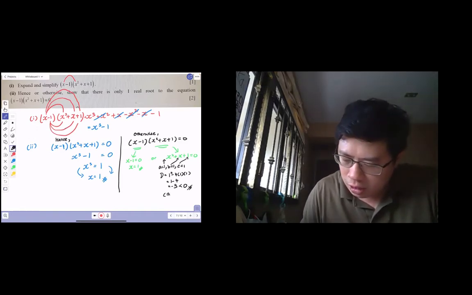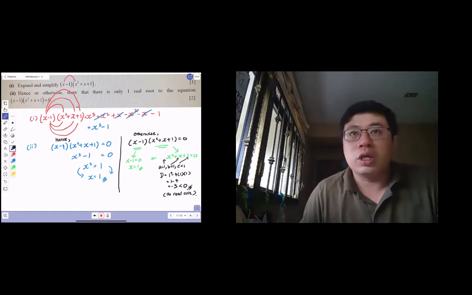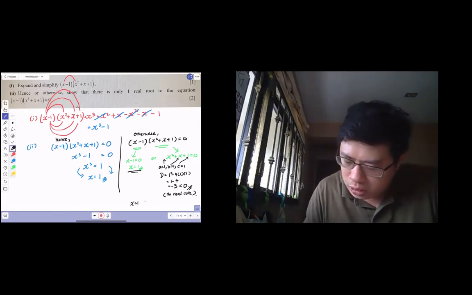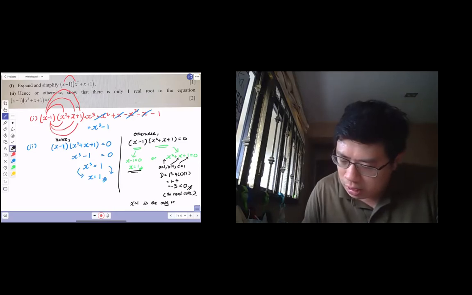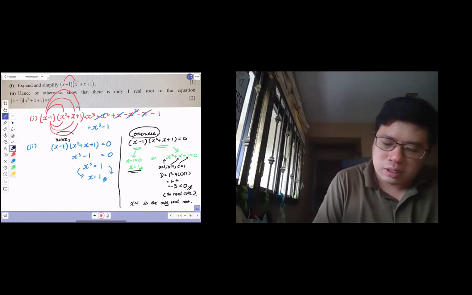So you can see that for the second quadratic expression, there are no real roots. Okay, so the only answer is that, hence, x equals to 1 is the only real root. This is the otherwise method. I basically did not use my result from part 1. All right, so this is the otherwise method.